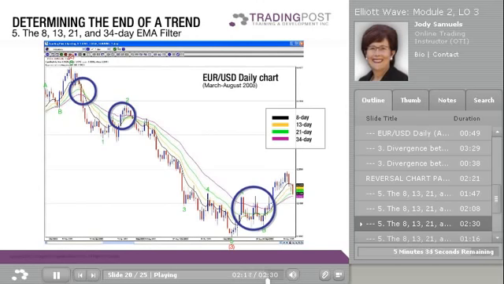This is where we would draw our channels and target the end of wave 5 using the Fibonacci projections. We would also look to see confirmation that there is divergence in the oscillator.